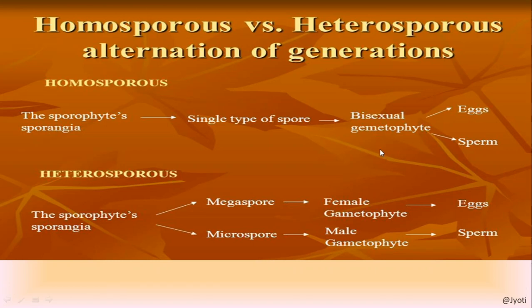Okay, in the previous life cycle I have shown you the development of a bisexual gametophyte. The gametophyte produces the archegonia and antheridia both. So now this bisexual gametophyte can produce egg and sperm both.